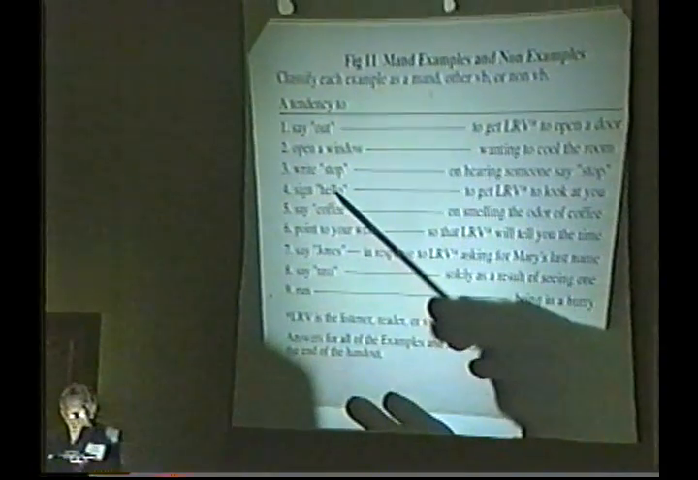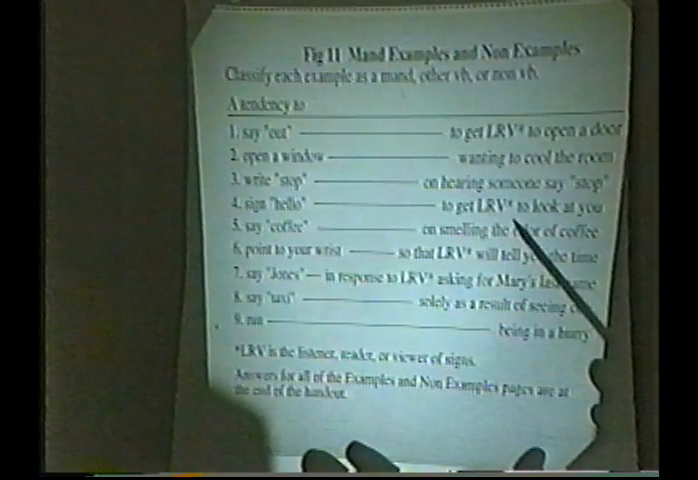To sign hello in order to get the listener, the viewer, to look at you. That's very much like a speaker who says, to attract someone's attention, hello, and then the person looks, you say, can you tell me what time it is? Or another similar kind of demand for attention is to say, pardon me. So signing hello in order to get the viewer to look at you is an example of a mand.